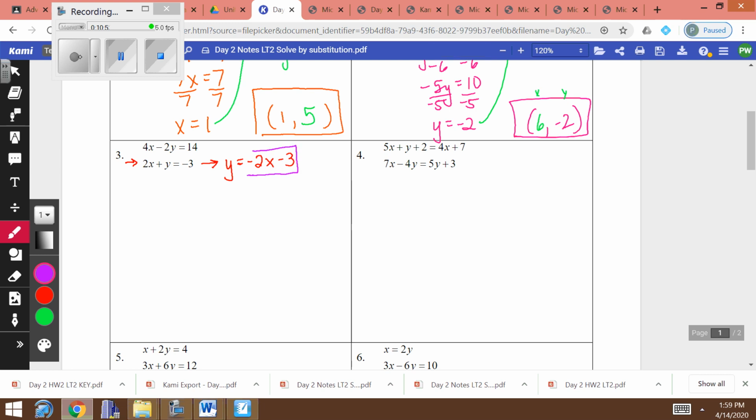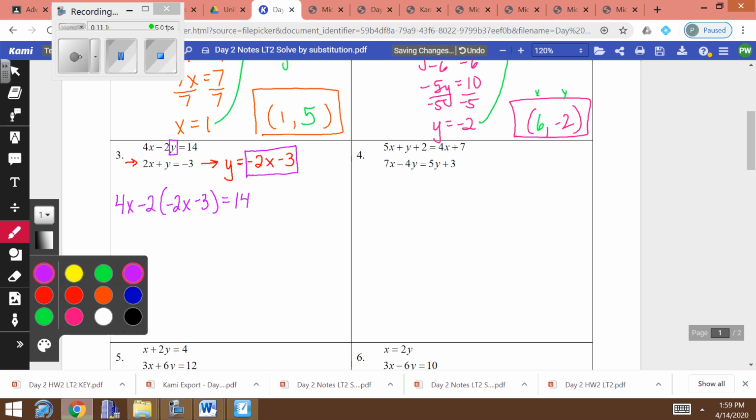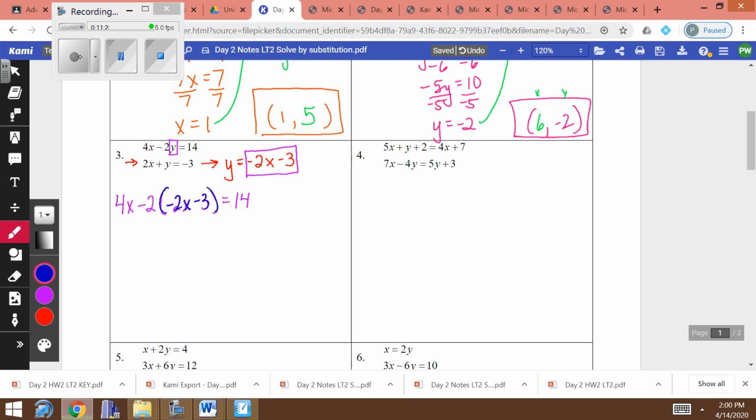Since I solved this equation for y, this is what y is equivalent to, that -2x minus 3. And I'm going to replace that into this equation here. So I'm going to rewrite this: 4x minus 2 times (-2x minus 3), and that is equal to 14 right here. Now we have an equation that just has one variable. Again, this is what I replaced in there just to make it stand out a little bit. And now we can just solve it.